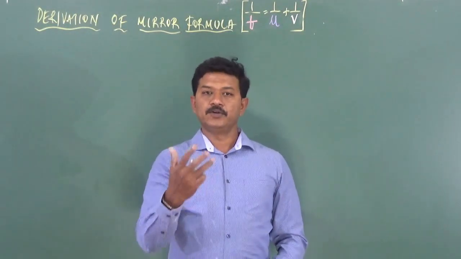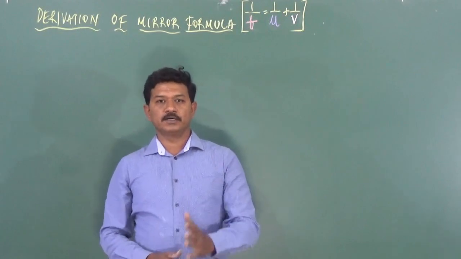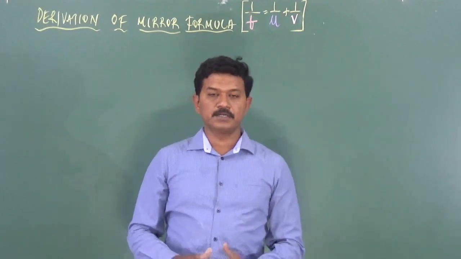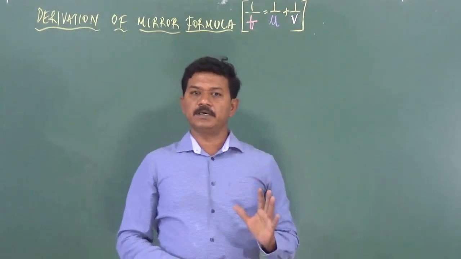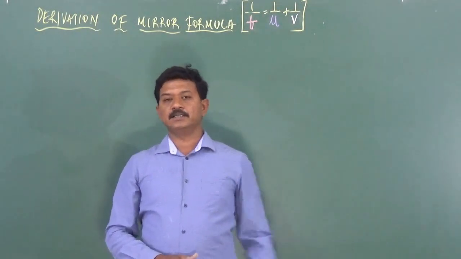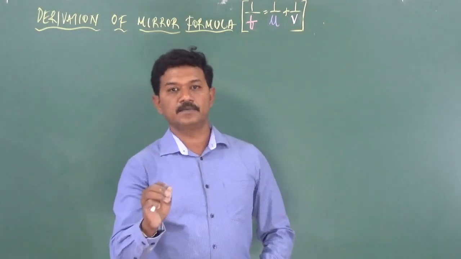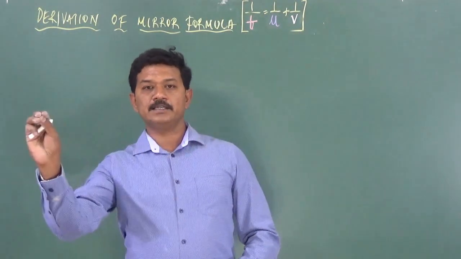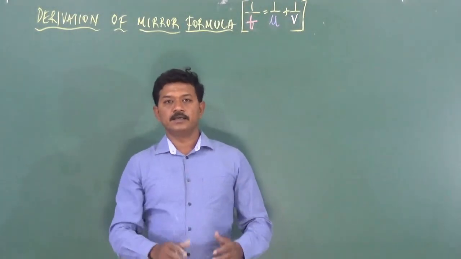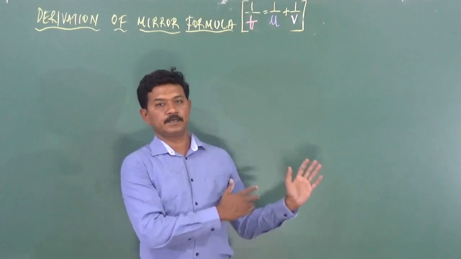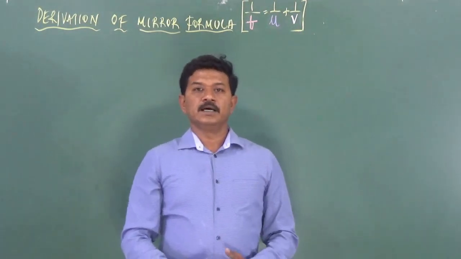So let us derive how it comes. Before I go to the derivation, the most important thing is that we have to learn a very simple basic concept related to mathematics, that is similar triangles. If you are good in that concept, that is the AA criterion or AA similarity criterion, you can easily understand the derivation of the mirror formula. So let's learn how it comes.